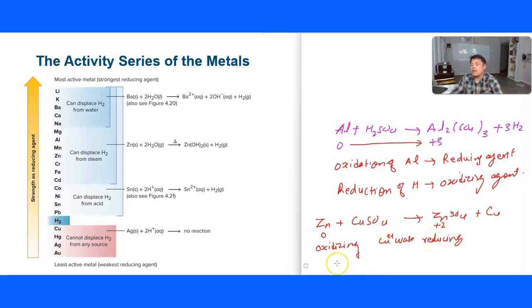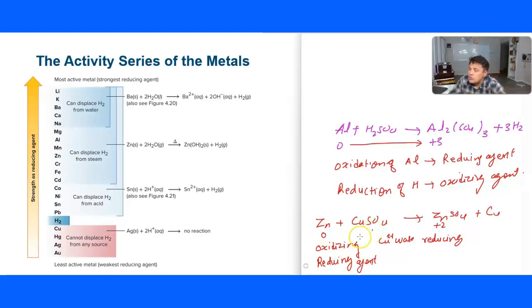This was happening, right? Zinc was oxidizing, which means zinc can reduce copper because it is a reducing agent. It reduces something because it oxidizes itself, meaning it reduces others. So it is a reducing agent, and that's why zinc can reduce copper.